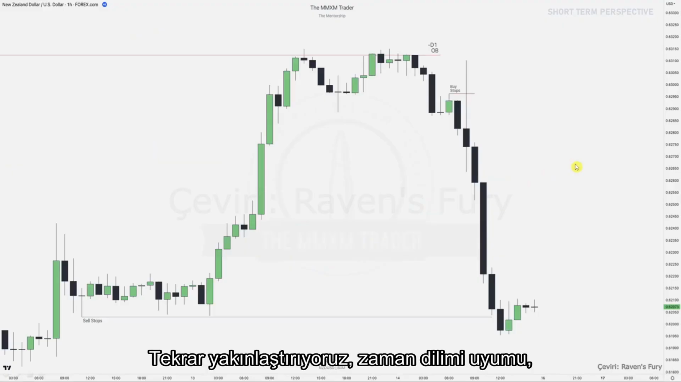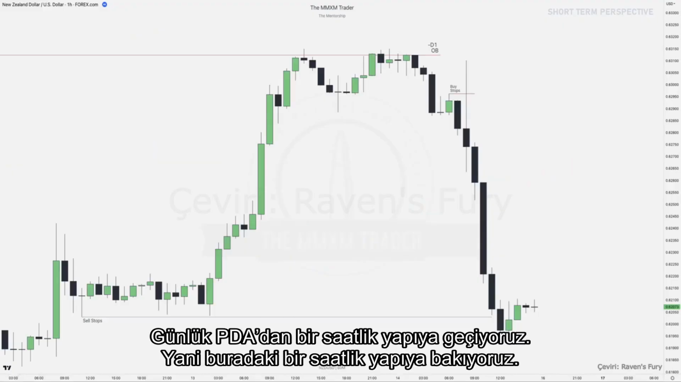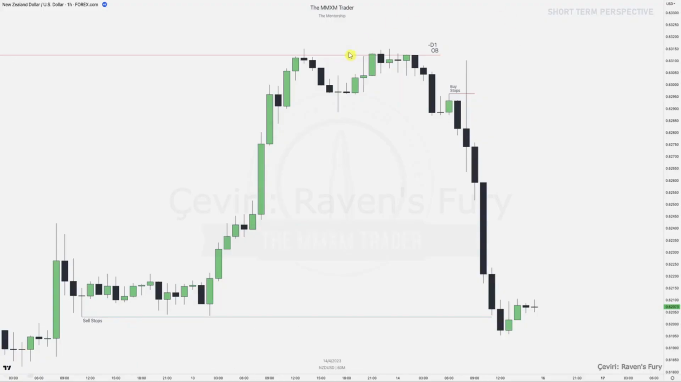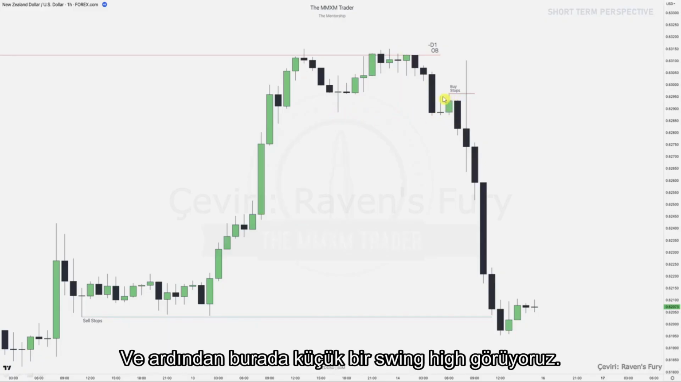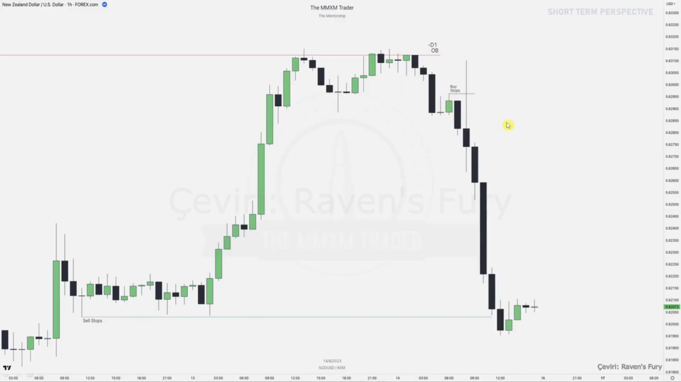So zooming in, again, time frame alignment, right? We go from a daily PD array into a 1 hour structure. So we're looking at this 1 hour structure over here. Price goes into the daily order block, respects it, pushes down lower, leaving equal lows down here, right? And then we see this little swing high over here.